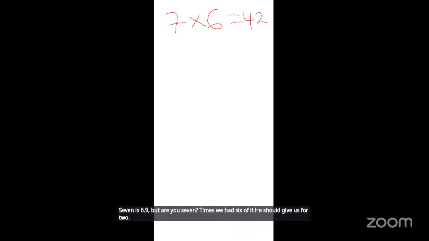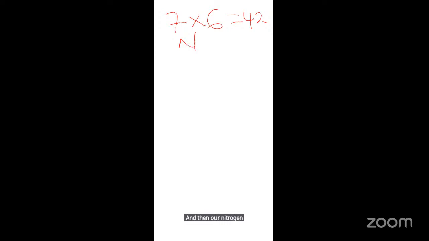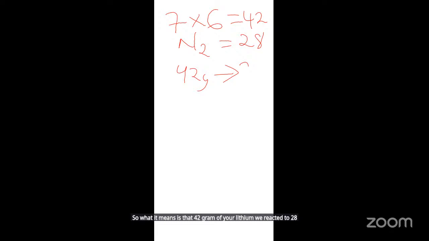So as I said, your lithium is 6.9, but we can use 7 times 6, which will give us 42. And our nitrogen was 2 times 14, which will give us 28. So what it means is that 42 grams of your lithium will react with 28 grams of your nitrogen.